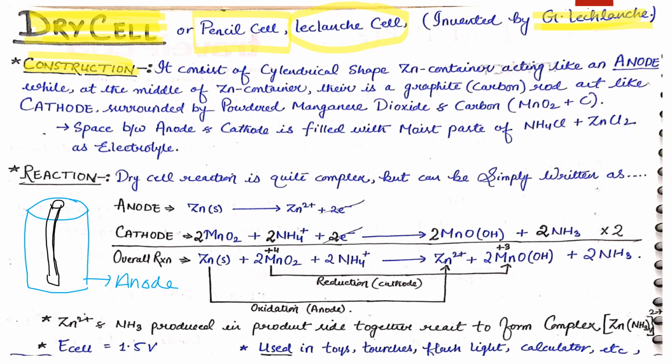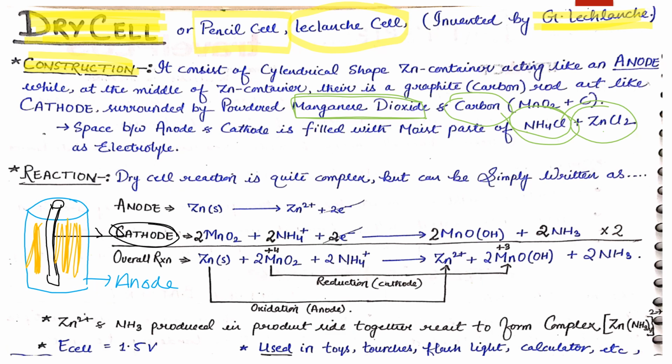In between the zinc container, which is acting as the anode, and the carbon rod, which is acting as the cathode, the space between the anode and cathode is filled with an electrolyte paste of manganese dioxide. As you are seeing here, it is filled with manganese dioxide and carbon along with some electrolyte like ammonium chloride and zinc chloride. It's the cell structure.